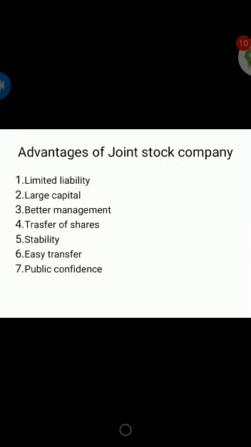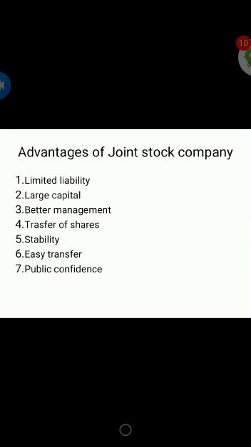Today we are going to study advantages of joint stock company. So we know joint stock company is a company owned by the people called shareholders. Each shareholder owns company stock in proportion to the number of shares they hold, right? So today we are going to study the advantages of this joint stock company.